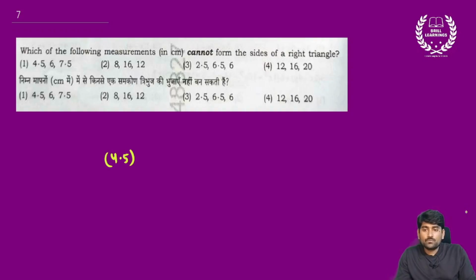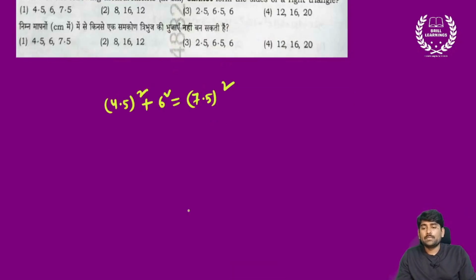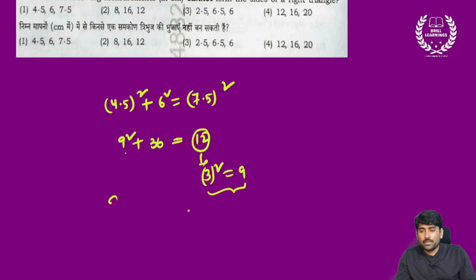4.5 square plus 6 square should be equal to 7.5 square. Take the digital sum. 4, 5 means 9, so 9 square. 6 square means 36. On the other side, 7, 5 is 12, and 12 means again you can treat this value as 3. 3 square is equal to 9 here. So the total digital sum should be 9.